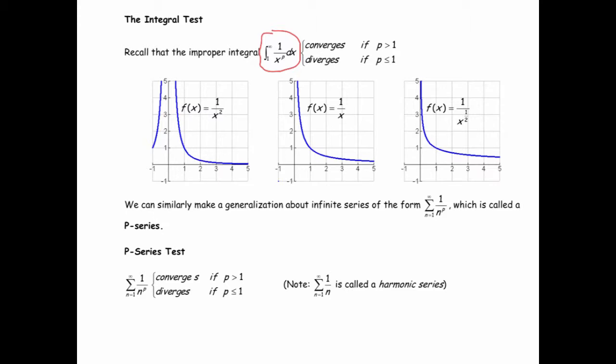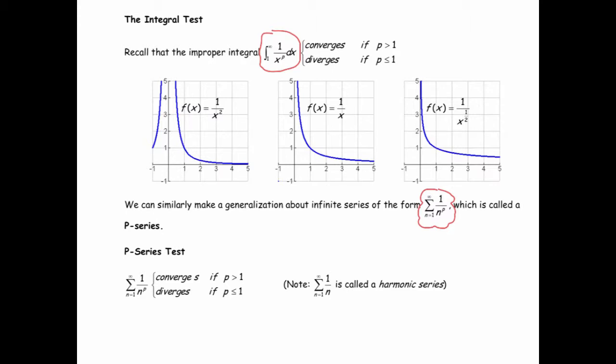So this is going to be helpful to us when we're analyzing infinite series, because each improper integral of this form has an analog in the form of an infinite series, and they all look like this. And conveniently, the behavior of both of them are identical.